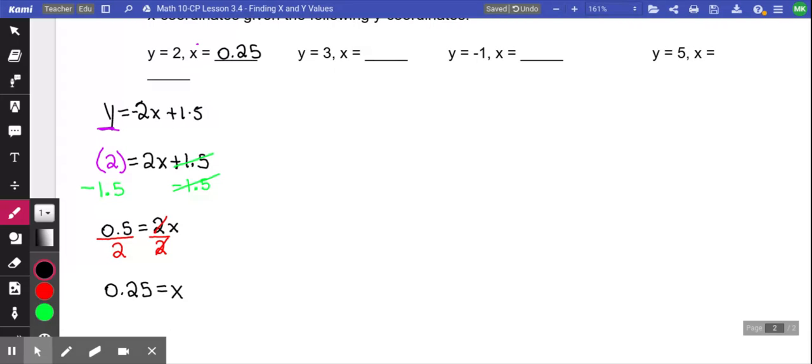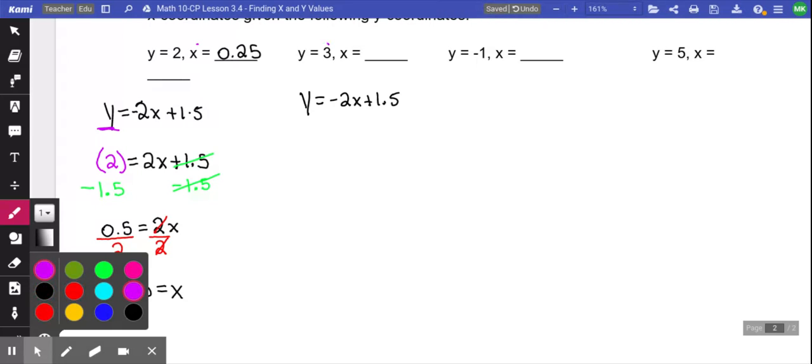Awesome. Second one, we're going to do the same thing. So go to your original equation, which is negative 2x plus 1.5, and change y to be 3. That means I have 3 on the left-hand side now equals negative 2x plus 1.5.